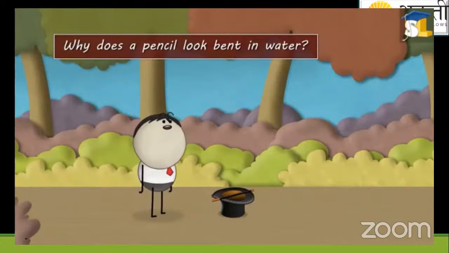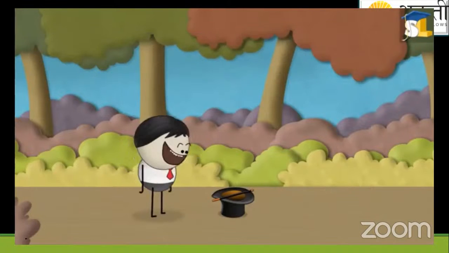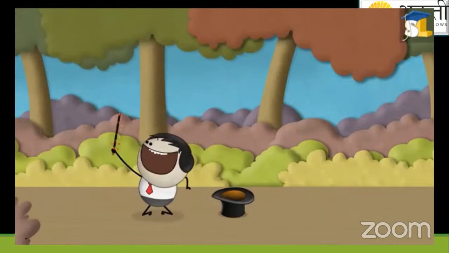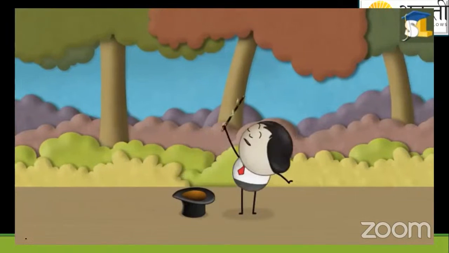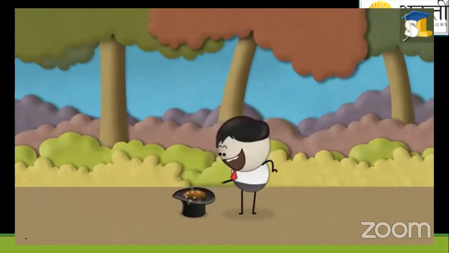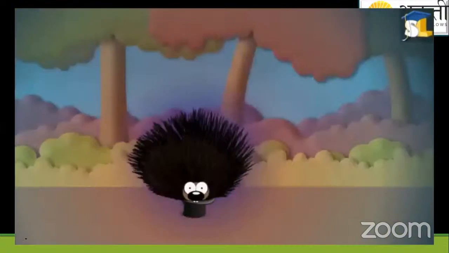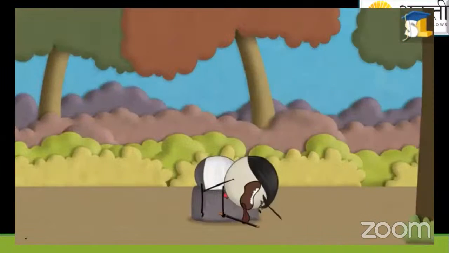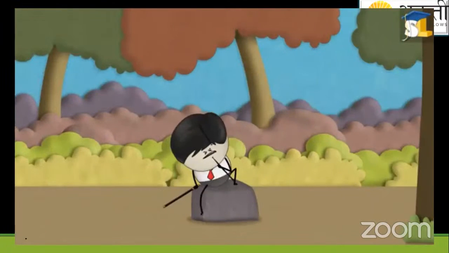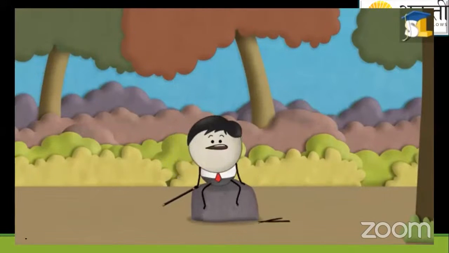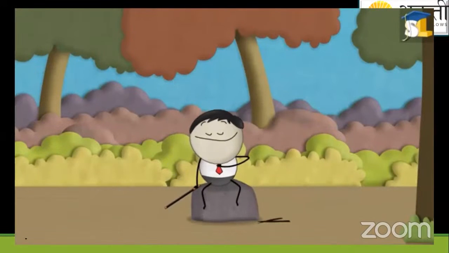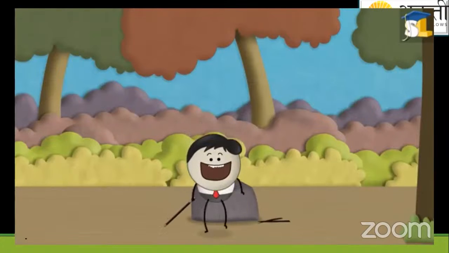Why does a pencil look bent in water? Wow, that was a very cool magic trick. Now check this out.